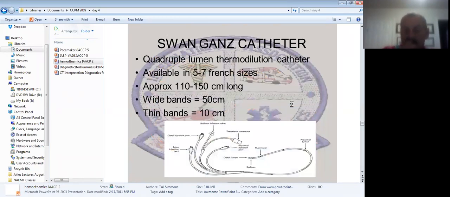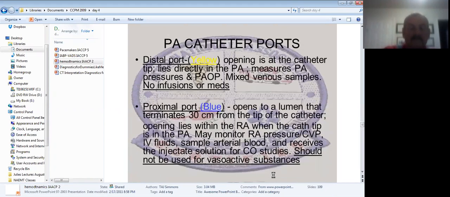Again, it's a quad lumen catheter in 5 to 7 French sizes. It's somewhere between 110 and 150 centimeters long. When you're looking at the markings on the Swan, a wide band is 50 centimeters, a thin band is 10. So for example, if you have 1 wide and 2 thin, that would essentially be a 70 centimeter insertion point. Again, reasonably straightforward here.